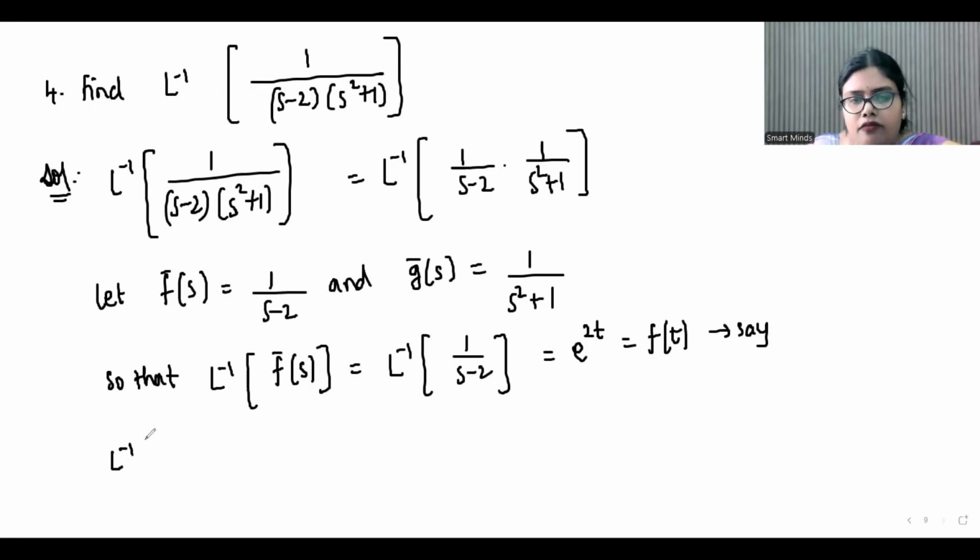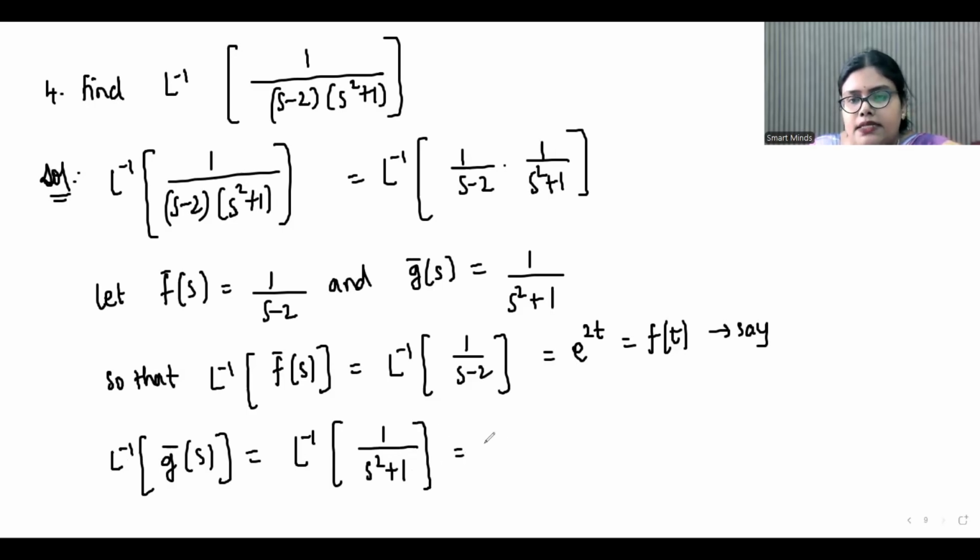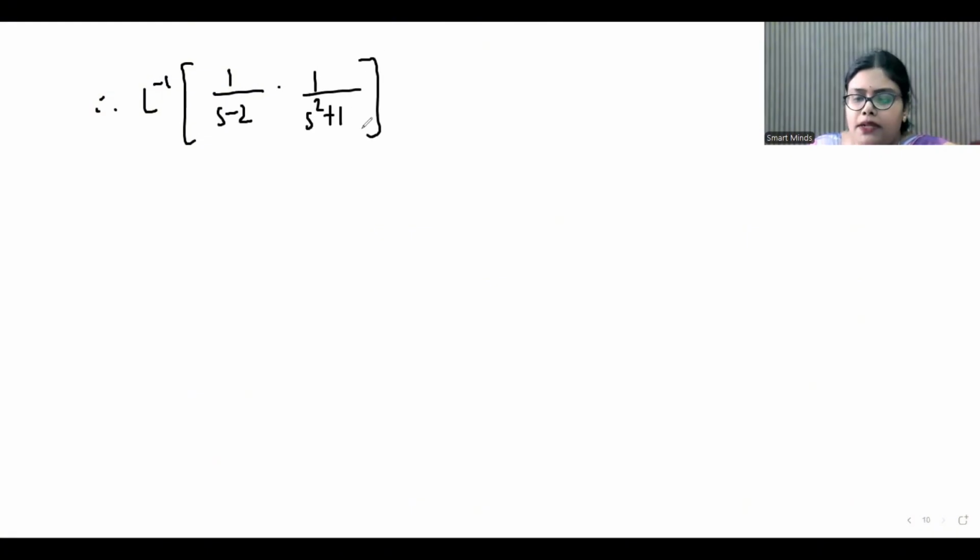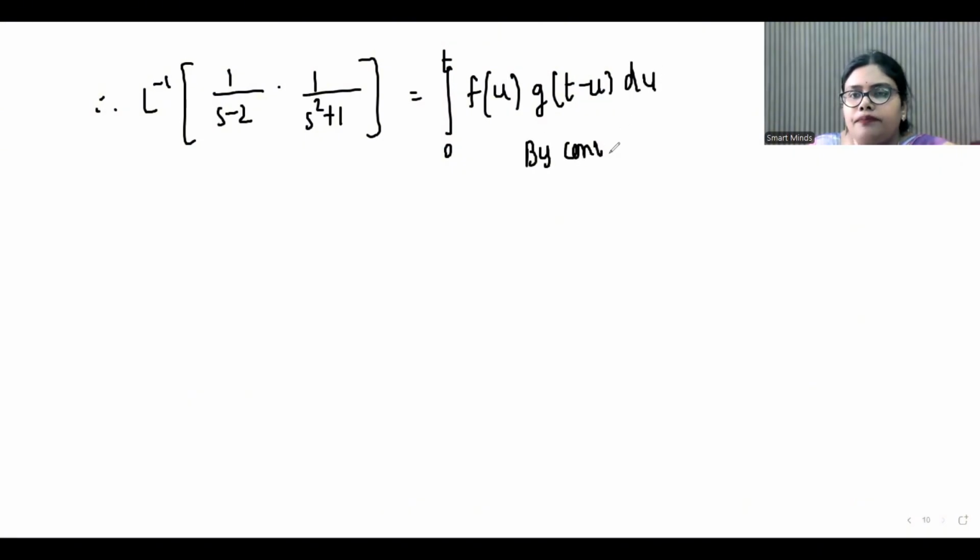L inverse of g bar of s, that is 1 by s square plus 1, is equal to sine t. This is the formula for sine t. Let's say this is g of t. Therefore, L inverse of 1 by s minus 2 into 1 by s square plus 1 is equal to integral 0 to t f of u g of t minus u du. This is by the convolution theorem.